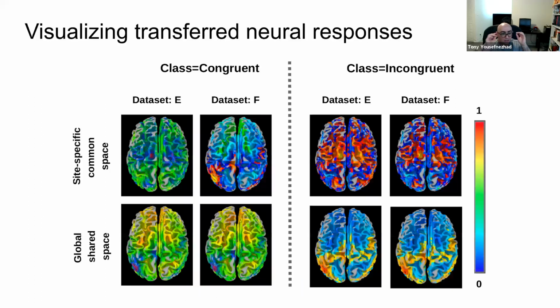So here I want to give you some more practical examples. For the datasets E and F, which is about the flanker and Simon task, we have two categories of stimuli. For each category, we first generate the common space. So you can see that for the first category, this is the average of neural activity in the common space. For the second category, this is the average of voxel values across this category. So this is the common space, and these are the global shared space.